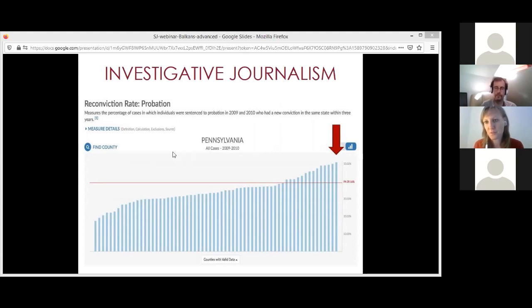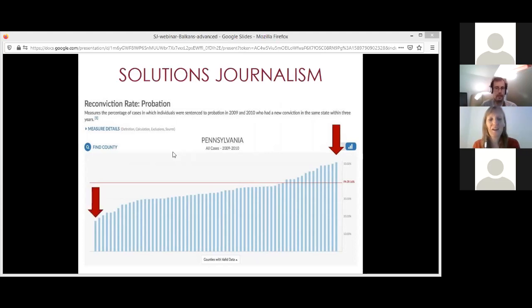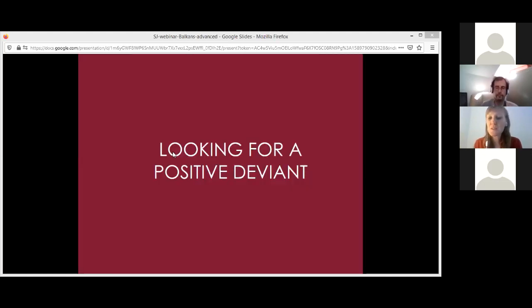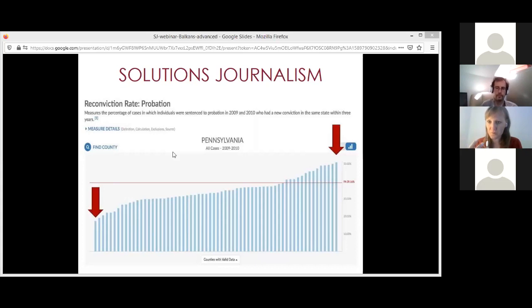Solutions journalism looks for the story at the very other side. It looks for the best performing county and asks what are they doing differently, and how many of the other 25 or so counties can take a lesson from them, right? They can also improve, and you are looking for what they are doing differently that makes them do better. This doesn't always need to be the case. You also need to check what the data is showing. Maybe it's just a coincidence. Then you go maybe to the second lowest one. You are looking for a model, not for a chance story.